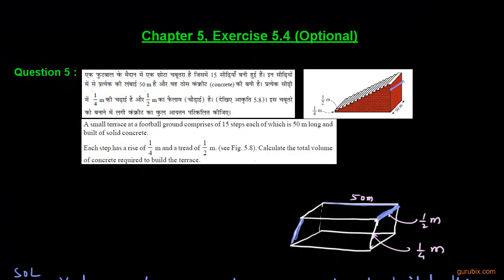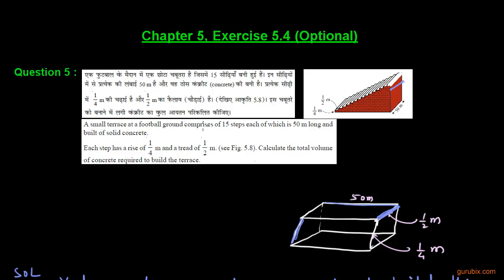Let us solve question number 5 of exercise 5.4, and this is a very important and tricky question as well. This question says a small terrace at a football ground comprises 15 steps. This means there are 15 steps in this terrace: step 1, step 2, step 3, step 4 up to 15, and each step is 50 meters long.